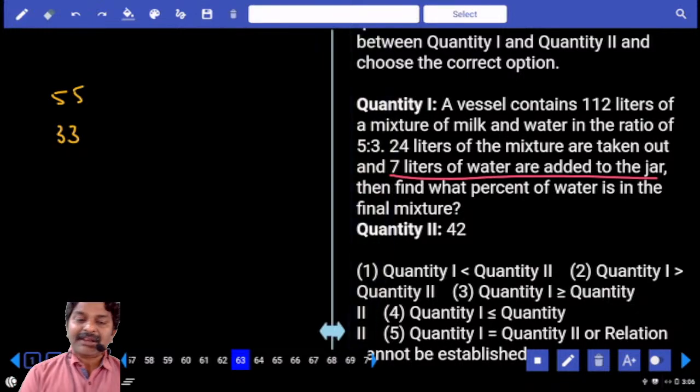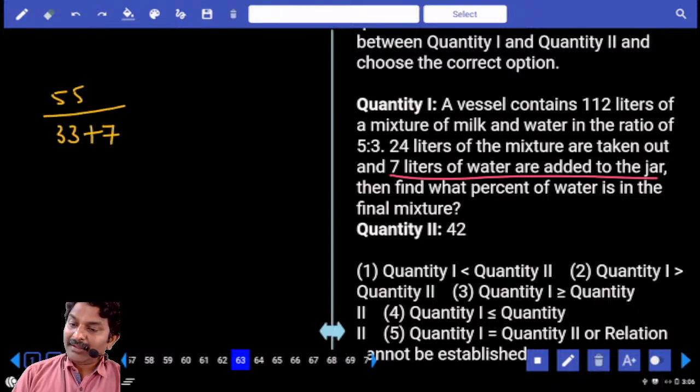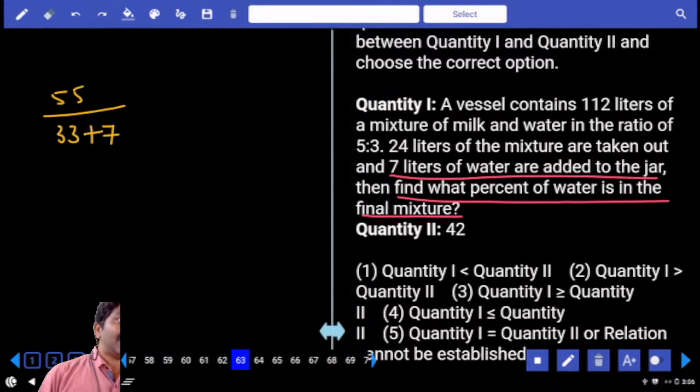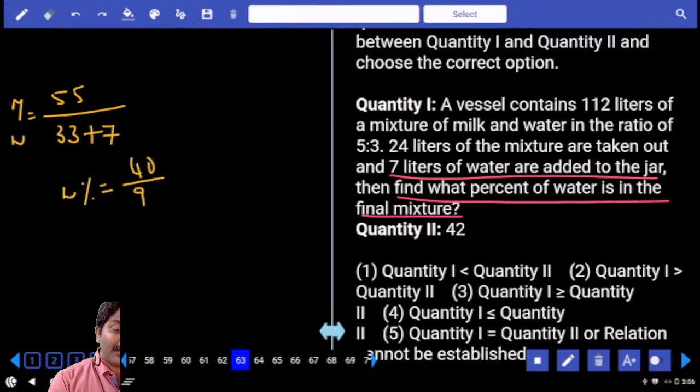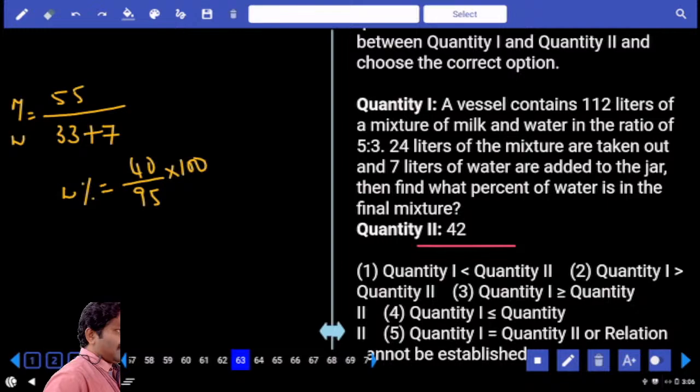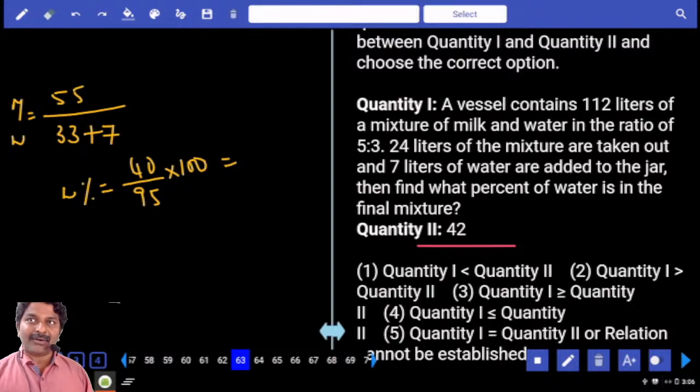7 liters of water is added. Find what percentage of water is in the final mixture. How much is water? How much is milk? How much is total? So water is 40 with respect to 95, into 100. Q2 is 42. So it is just a comparison. We need to know whether it is equal to 42% or more than that or less than that.